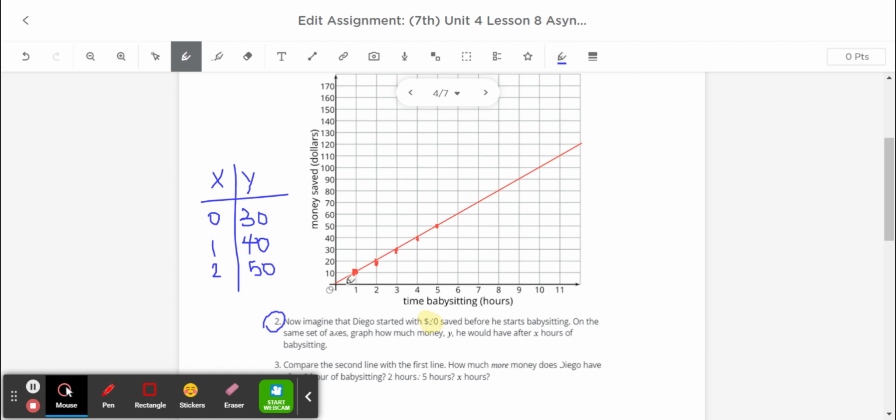Okay, you should have plotted these points on your own. You would start at (0, 30), you would move to (1, 40), then (2, 50), and so on. And once again, we can just draw a straight line through our points.